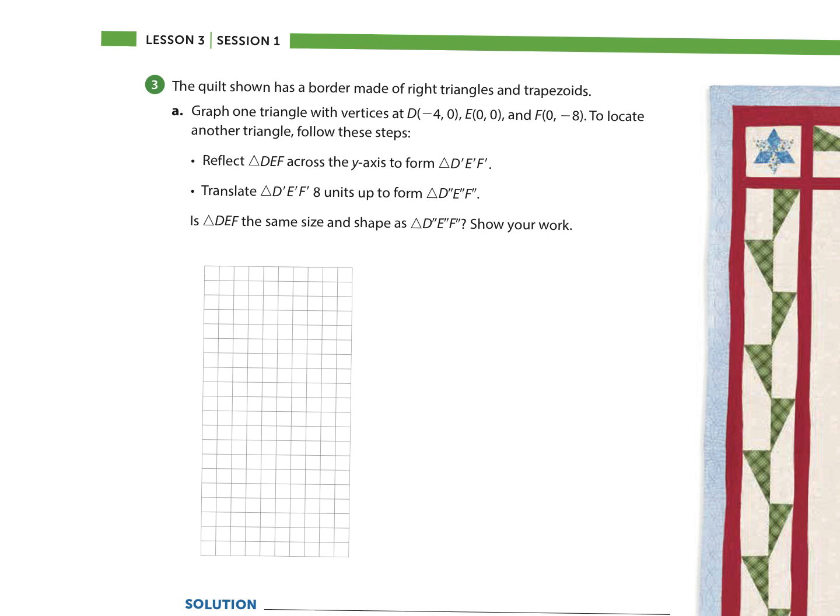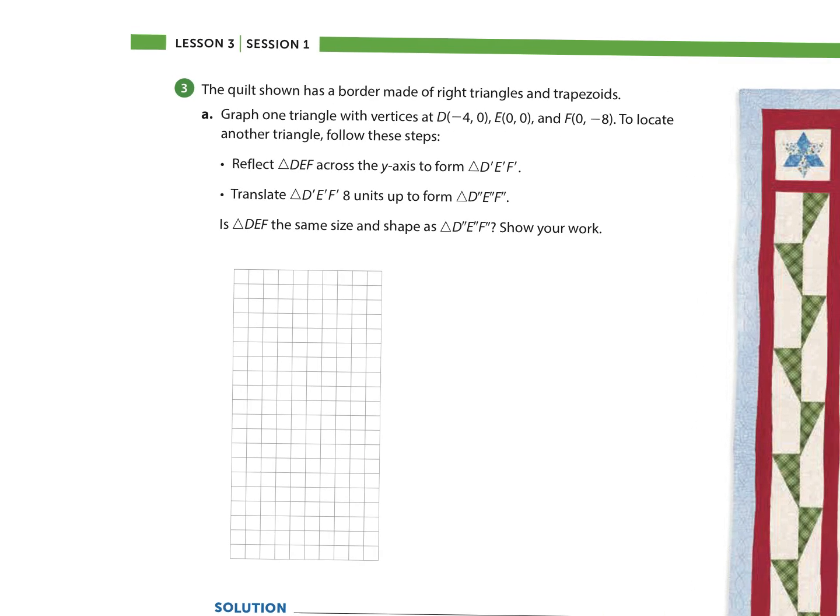What we need to do is graph one triangle with these vertices. To locate another triangle, we're going to follow these steps. First, we're going to reflect across the y-axis. That'll give us DEF prime. Second, we're going to translate 8 units up to get DEF double prime.